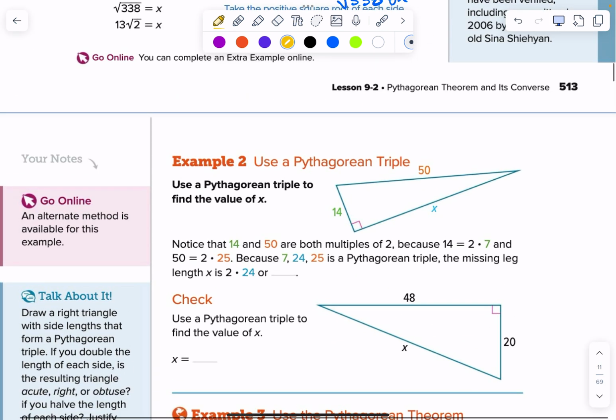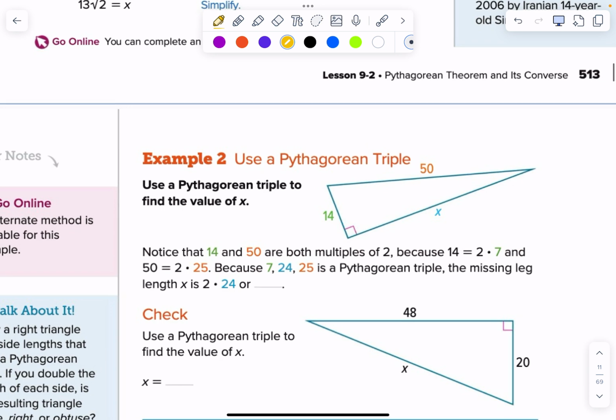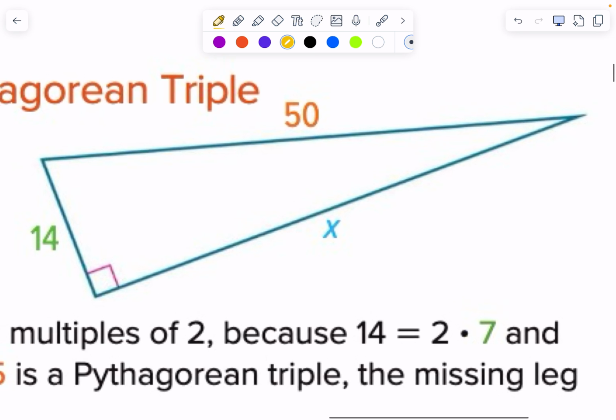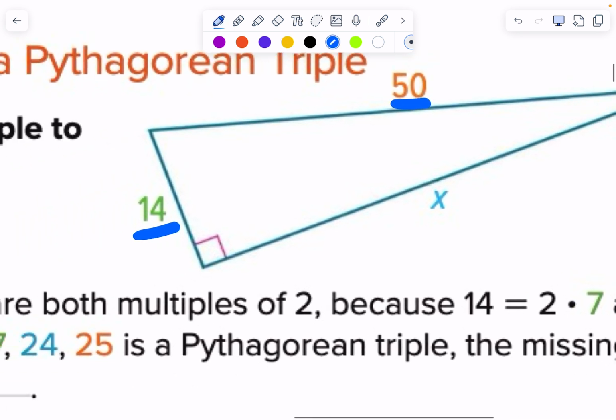All right, so here's the deal. This next one: use a Pythagorean triple to identify this one. How do we use Pythagorean triples to do this? 24, 25. It's a 7, 24, 25. So I look at these two numbers that I have. What can I divide those by? 2. I can divide by 2.